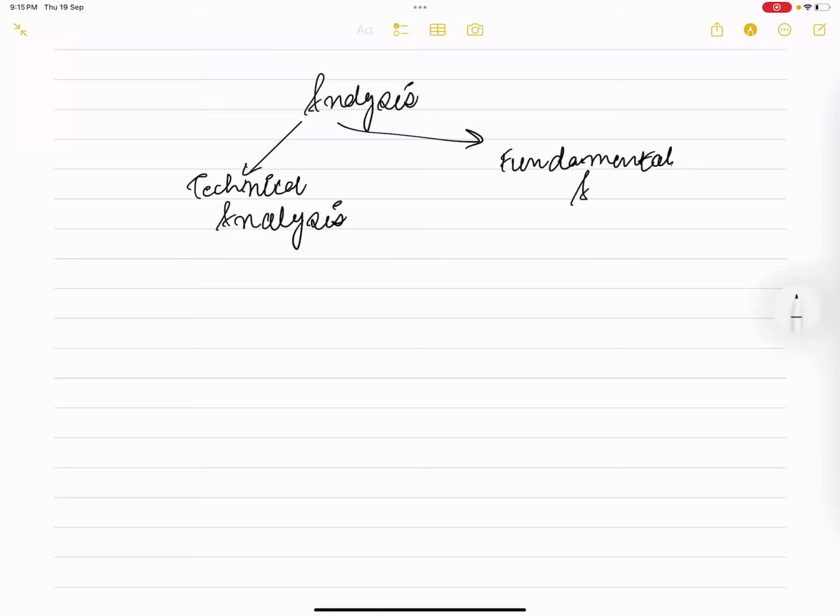As I said, the tools that we will be using for technical and fundamental analysis would be different. For technical analysis, we'll be using TradingView, in which we'll see what all the strategies are. And in fundamental analysis, the tool that we'll be using would be screener.com.